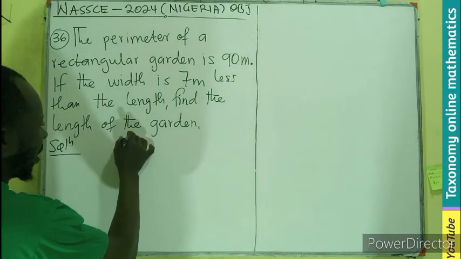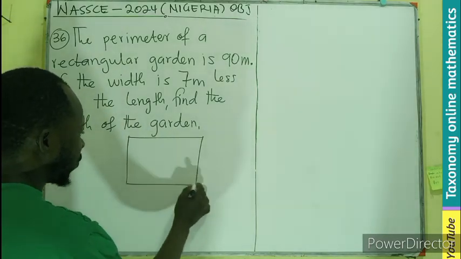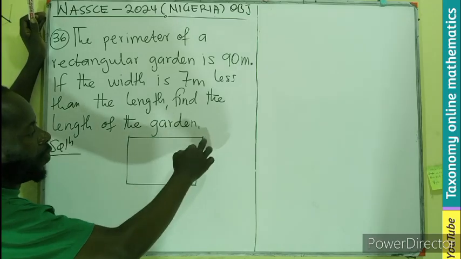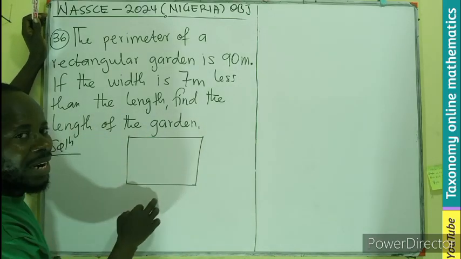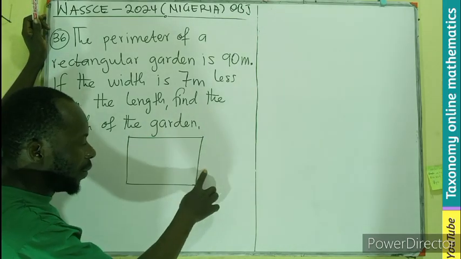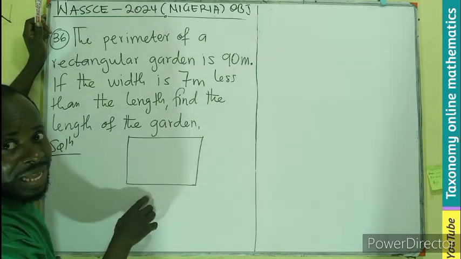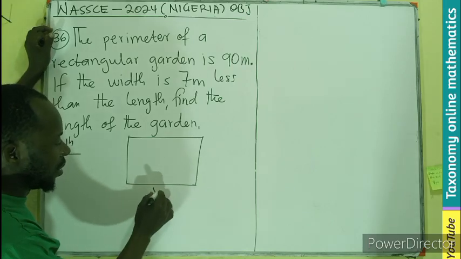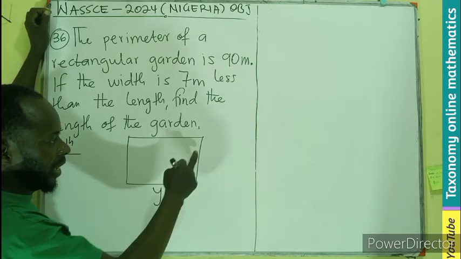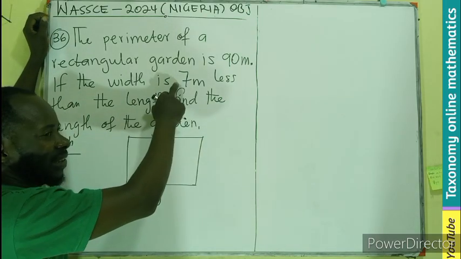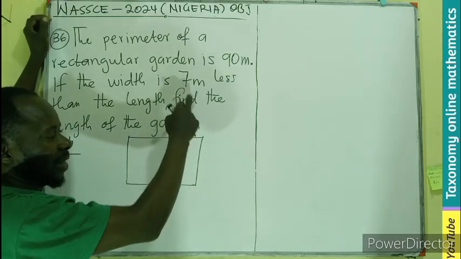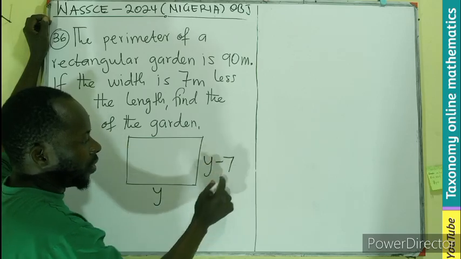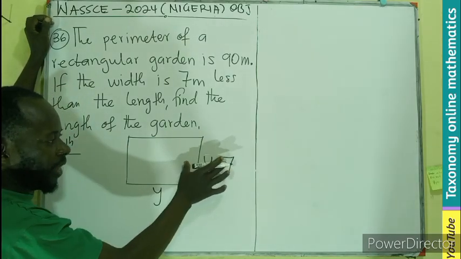So let's just say we have our garden to be something in this form. Then they said the width is 7 less than that of the length. Meaning before I can know the width, I need to know what the rectangle has as a length. So I can say let this be given as y. Then the width is going to be 7 less, meaning this is bigger than this side by 7. So if I subtract 7 from this, that will be giving me the width.